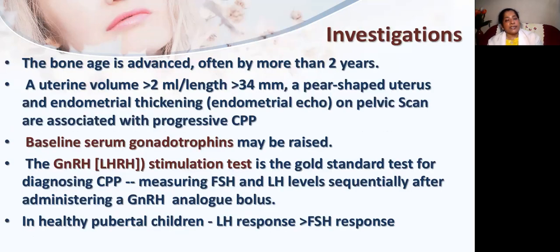Now, the various investigations for this condition. Here, usually the bone age is advanced, often by more than 2 years. Uterine volume is more than 2 ml and length more than 34 mm. A pear-shaped uterus and endometrial thickening in the form of endometrial echo would be seen on a pelvic scan, and these are supposed to be associated with progressive central precocious puberty.